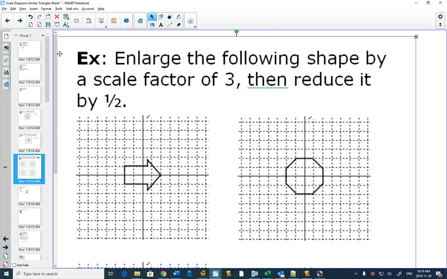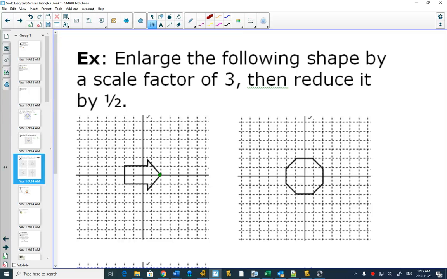Some of the points are really easy. For example, I'm going to say that this point is going to be really easy and this point is going to be really easy. Because if we count the distance from here to here, it's 2. And if you enlarge it by a factor of 3, 2 times 3 is 6. So I go 2, 4, 6, 2, 4, 6. So I did those 2 green points first.